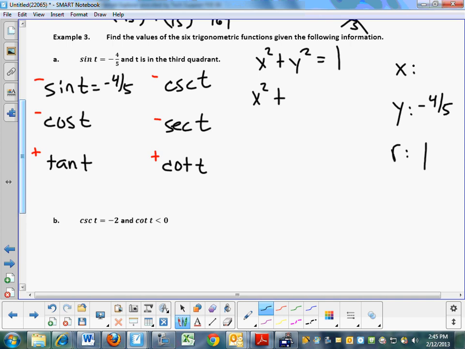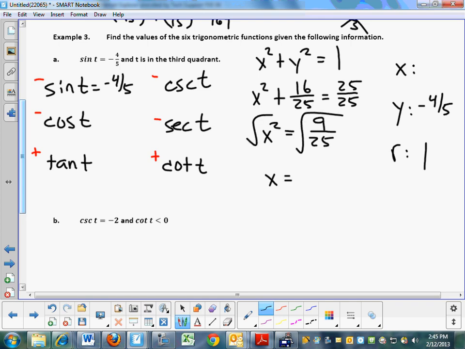We don't know x squared. What is y squared? 16 over 25. Equals 1, which is 25 over 25. So x squared is 9 over 25. What should we do to both sides? Square root it. X is plus or minus 3/5. Is x going to be the positive 3/5 or the negative 3/5? Because we are working in the third quadrant, so it'll be negative 3/5.